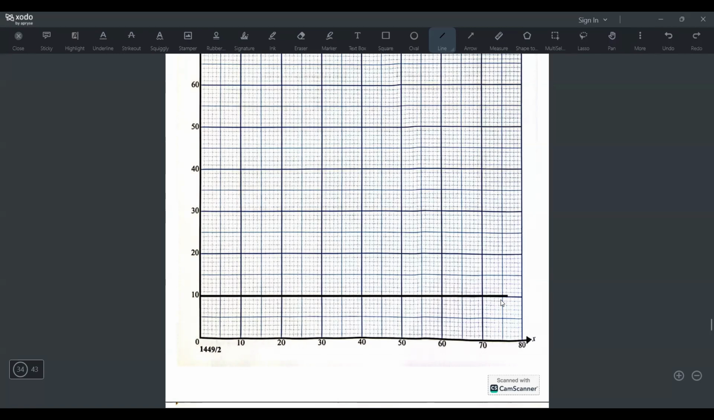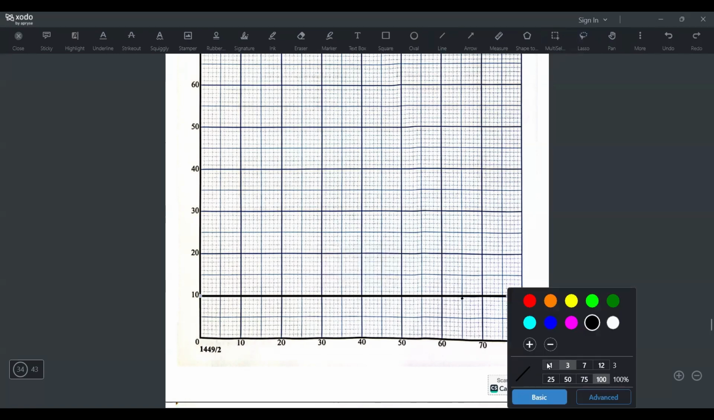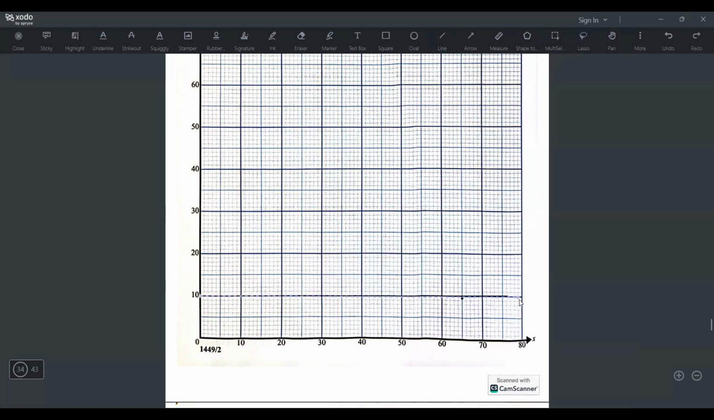Okay, for this chapter, it's important to make sure it's accurate. So I will make the line not so thick. Yeah, it's better to make the line thinner for this chapter. Okay, so y equals 10.